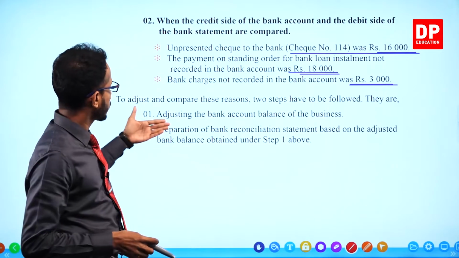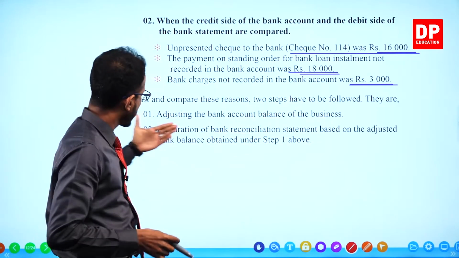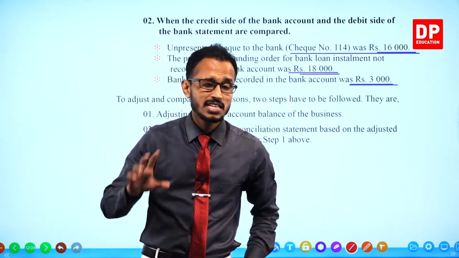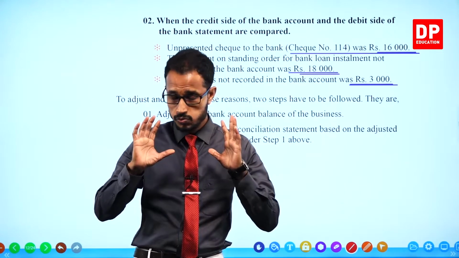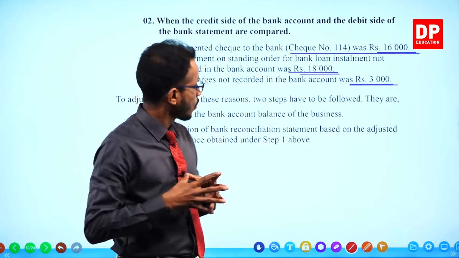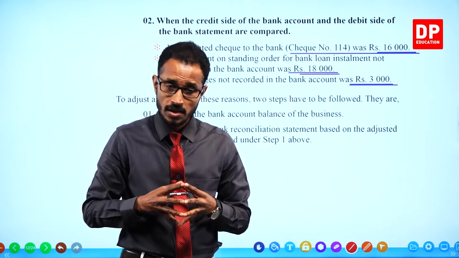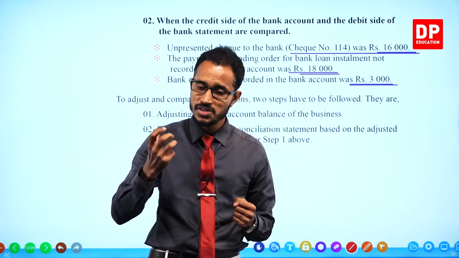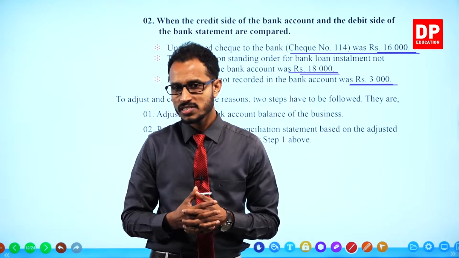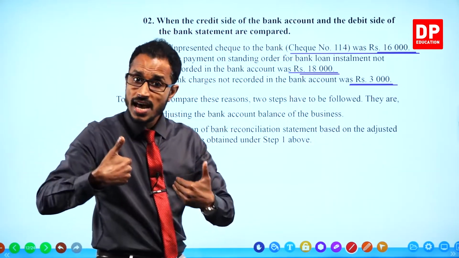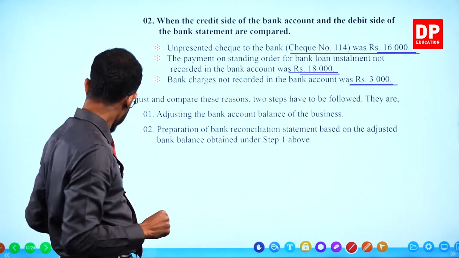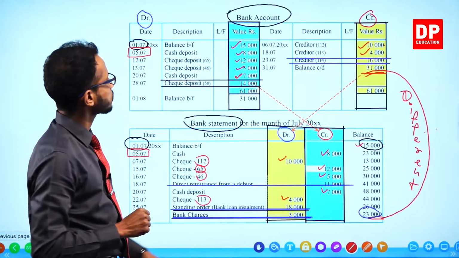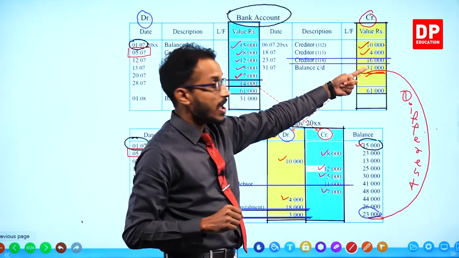To adjust and compare these reasons in the following manner. Which manner? Adjusting the bank account balance and preparing the bank reconciliation statement. Something that is immensely, so very important when doing a bank reconciliation question. Children, both sides have missings or omissions or mistakes. Both sides, which means our side, our bank account too, has missing items.